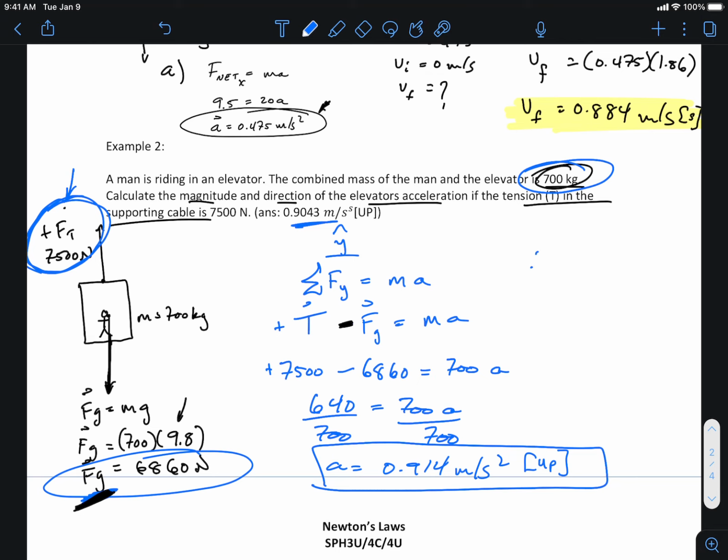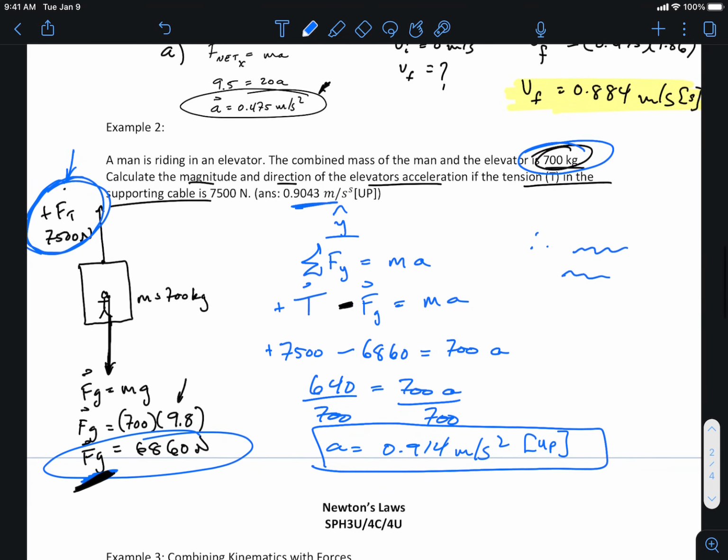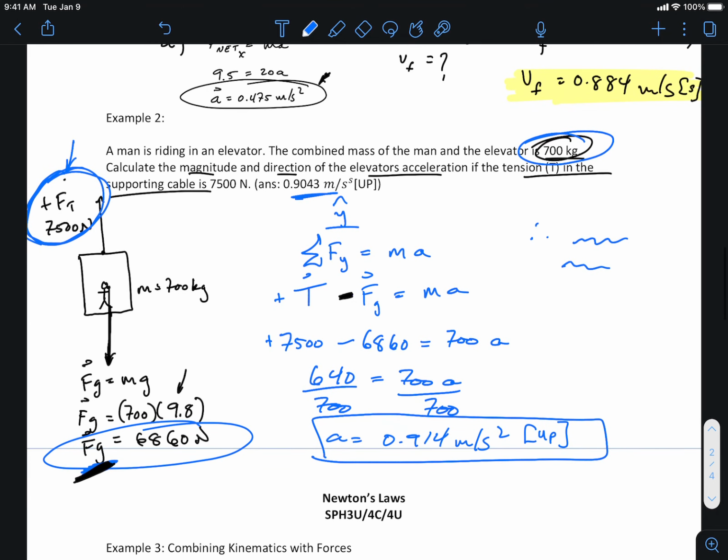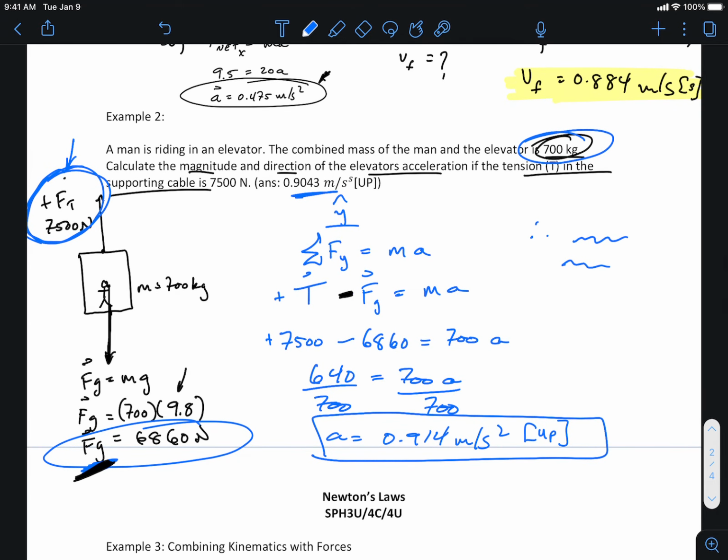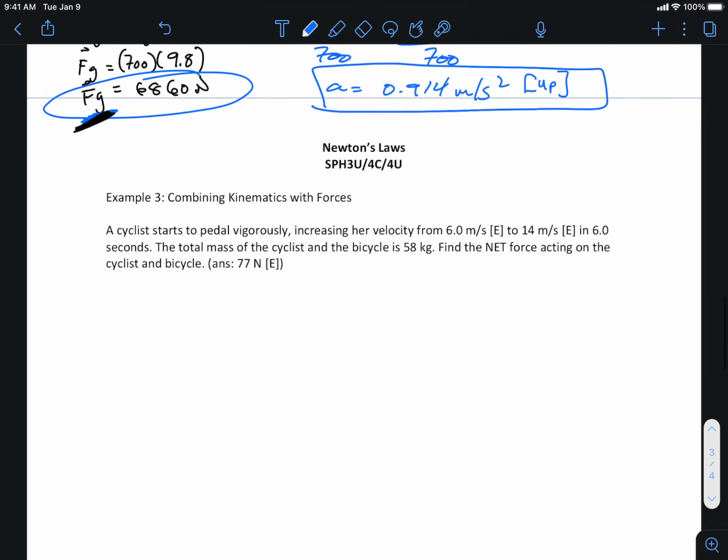And then if you'd like, you could just write a little therefore statement. Any questions? Got one more to do. This one's a little bit more challenging.